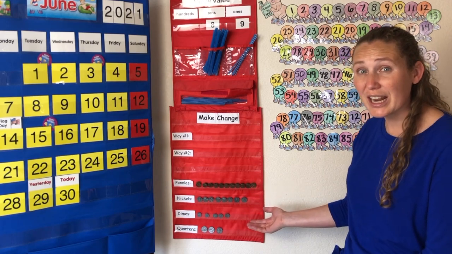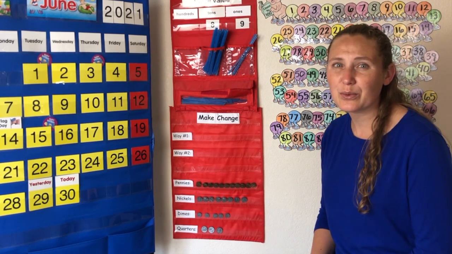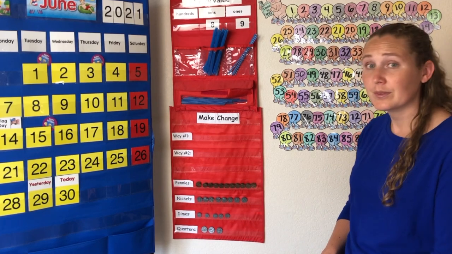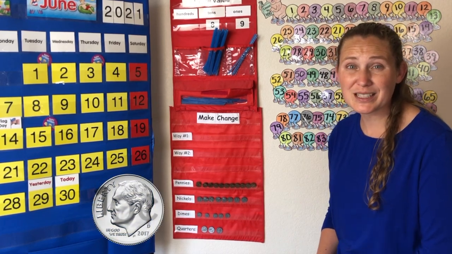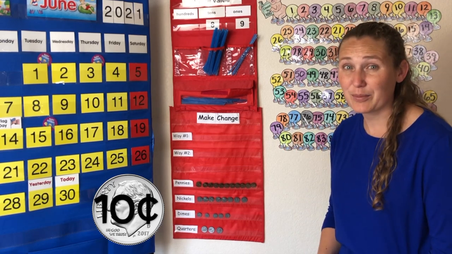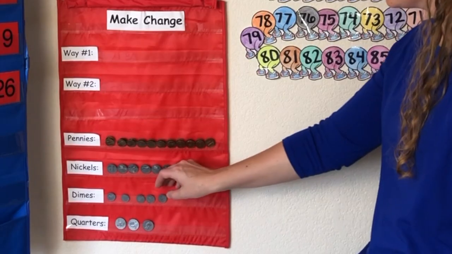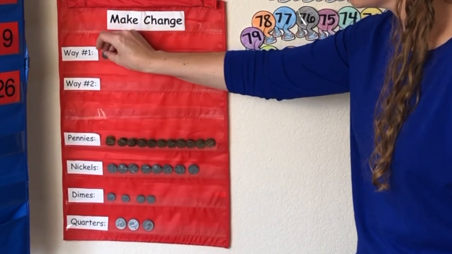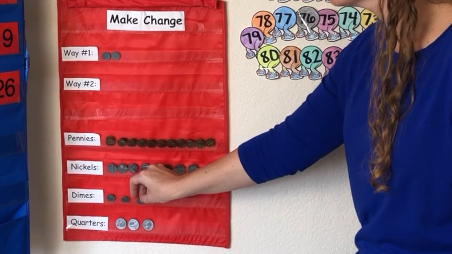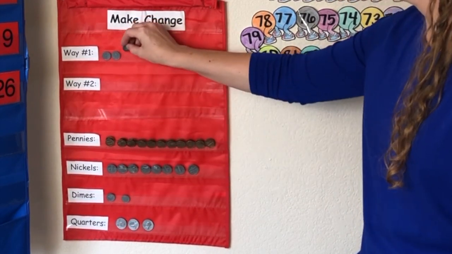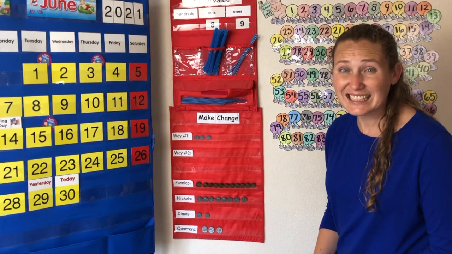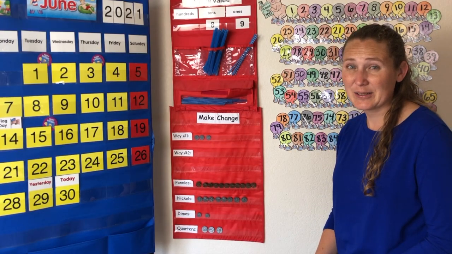Let's make some change. How can we make 30 with the coins that we have here? Could we use dimes? Dimes are worth 10 cents. Let's count by dimes. 10, 20, 30. 3 dimes makes exactly 30 cents.